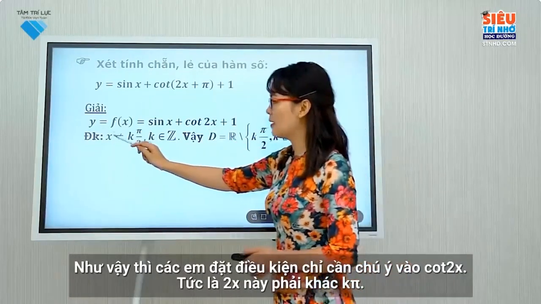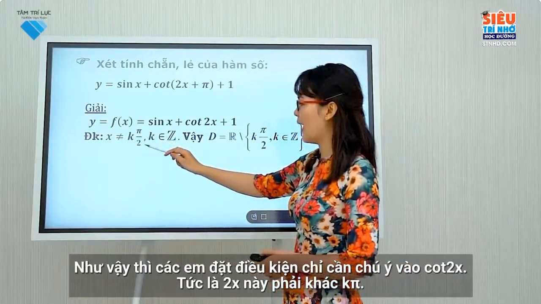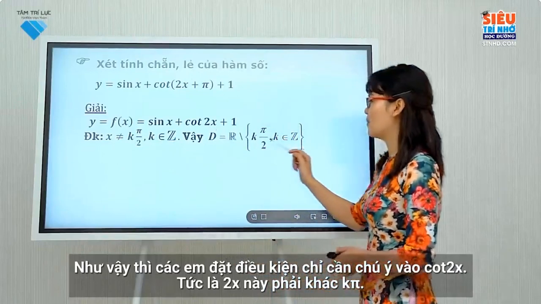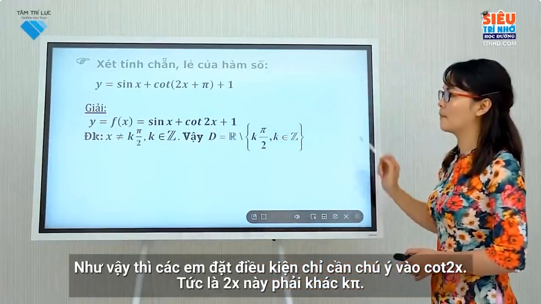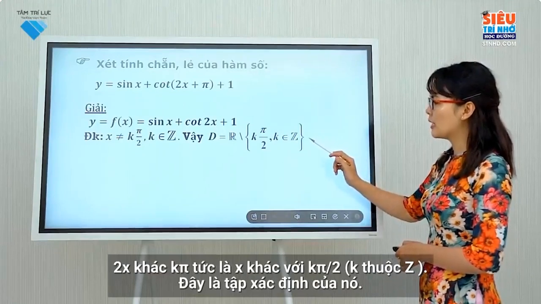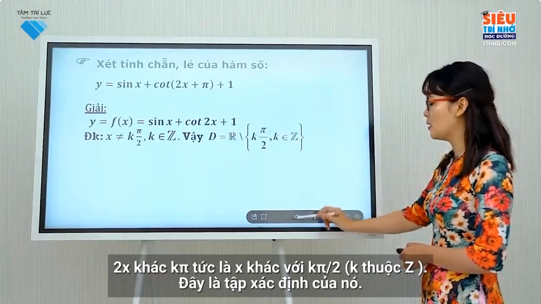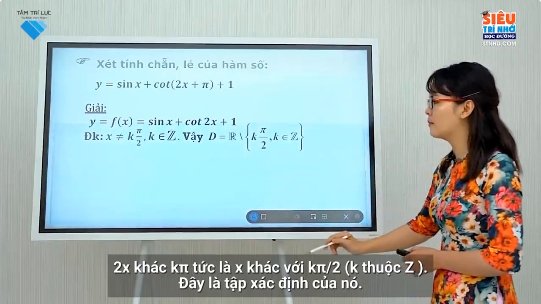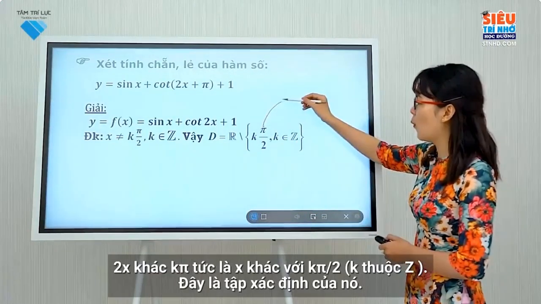Then you only have to focus on cotangent 2x to set the condition, meaning that 2x must be different from k pi. 2 times x is different from k times pi, meaning x is different from k times pi over 2, k is an element of Z. This is the function's domain.